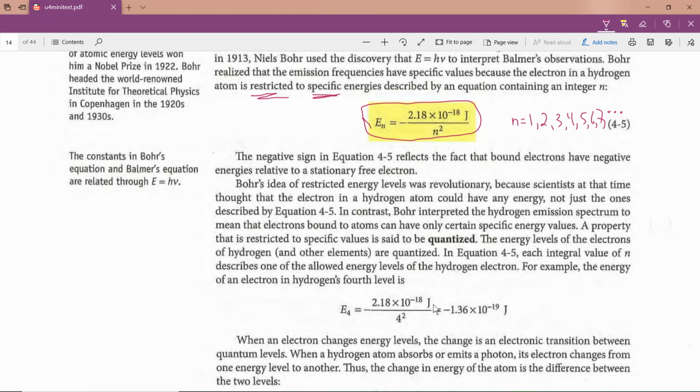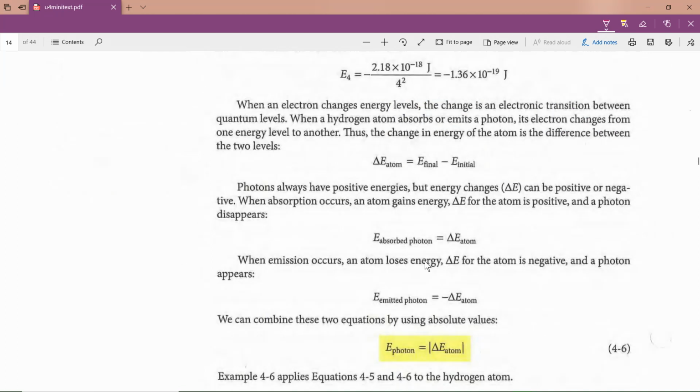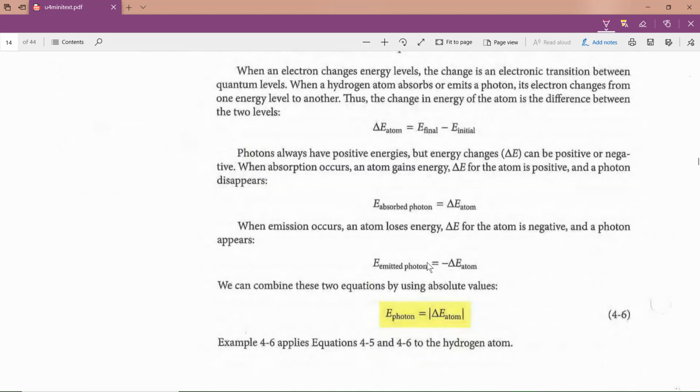Okay, so the lowest level, the ground state, would be minus 2.18 times 10 to the minus 18 over 1 squared. The fourth level, minus 2.18 times 10 to the minus 18 over 4 squared, etc. Okay? So the change in energy when you go from one energy level to another is just the final value minus the initial value. And photons always have positive energies, but energy changes can be positive or negative.